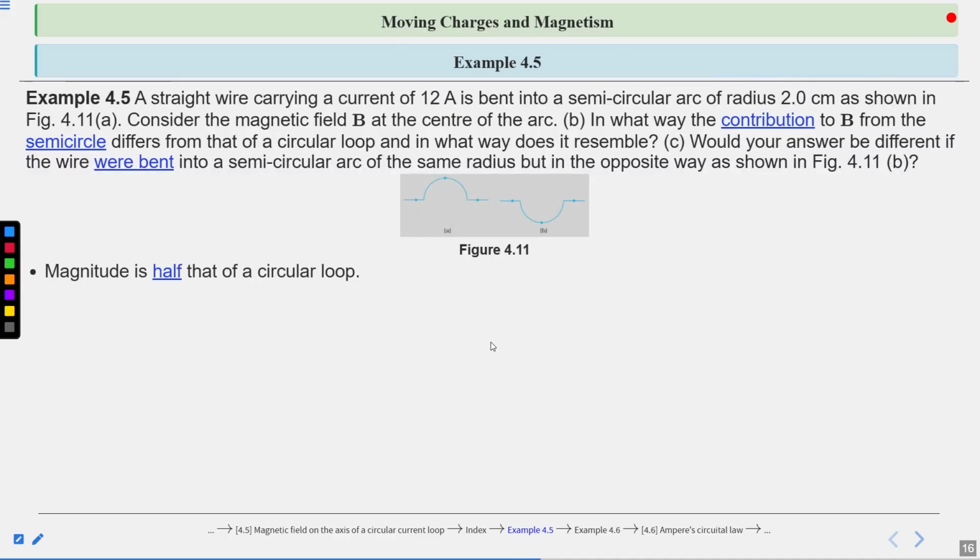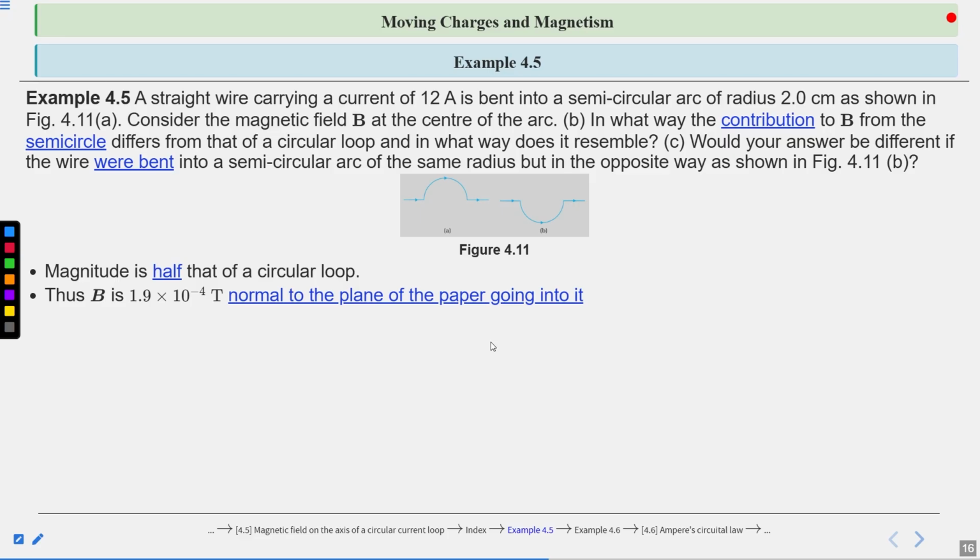So the magnitude is half as compared to the circular loop. Due to the complete circular loop, the magnetic field will be some B. Because the loop is becoming half, it is a semicircular loop, the magnetic field will also become half. So the magnitude of magnetic field is half as compared to the circular loop. So B is 1.9 into 10 to the power minus 4 Tesla, normal to the plane of paper going into it.